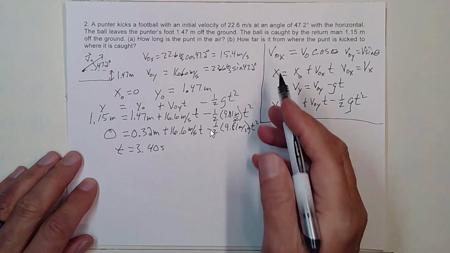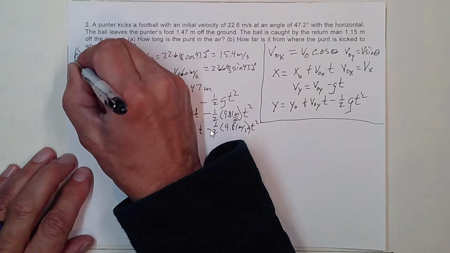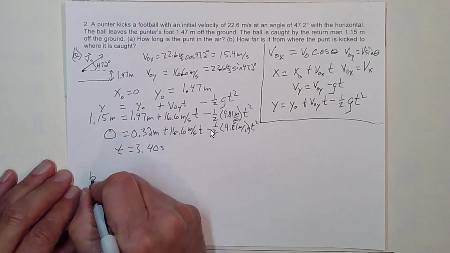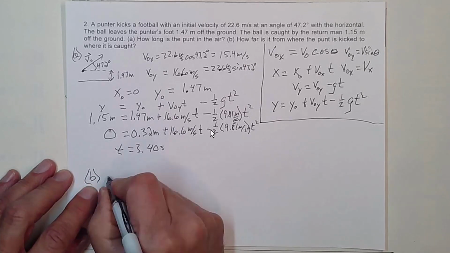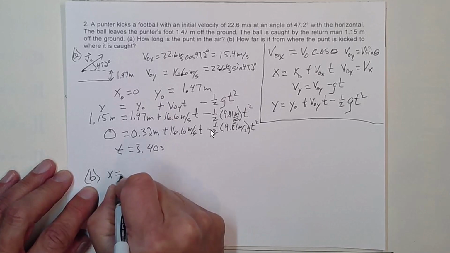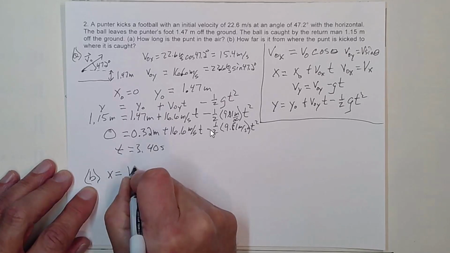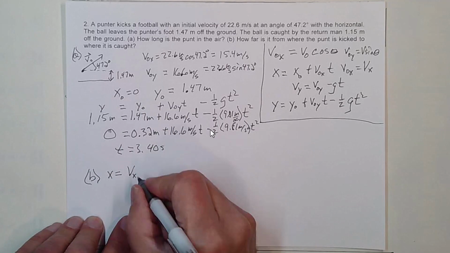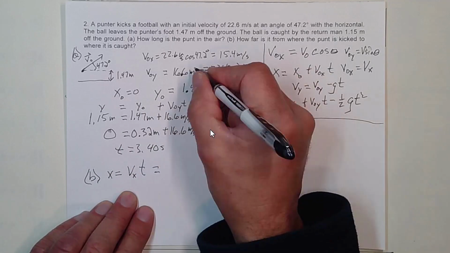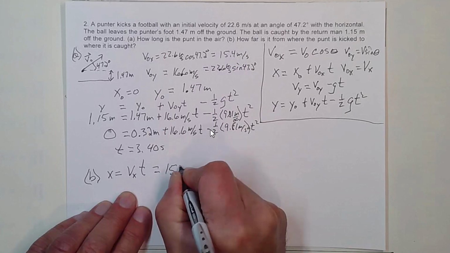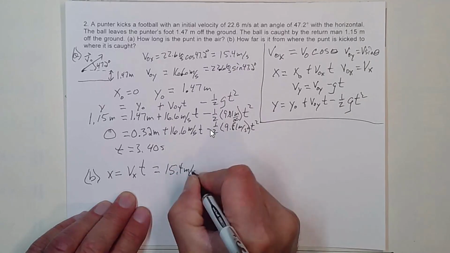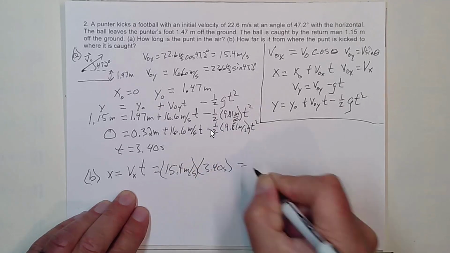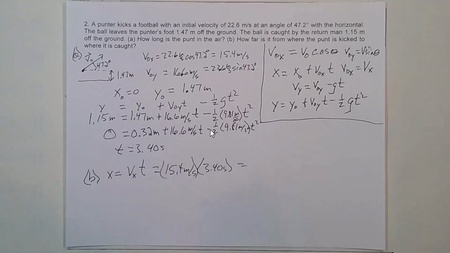So that was part A. And then part B is, how far is it from where the punt is kicked to where it is caught? Well, that's in the x direction. So I just use x is equal to v sub x times t, because I defined x naught to be 0. So v naught x we figured out 15.4 meters per second and 3.40 seconds.